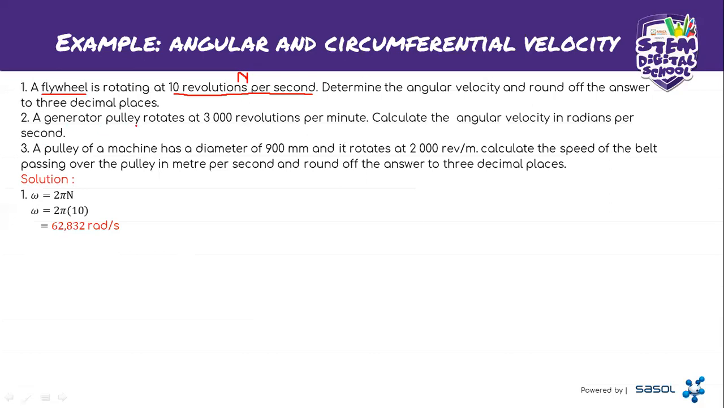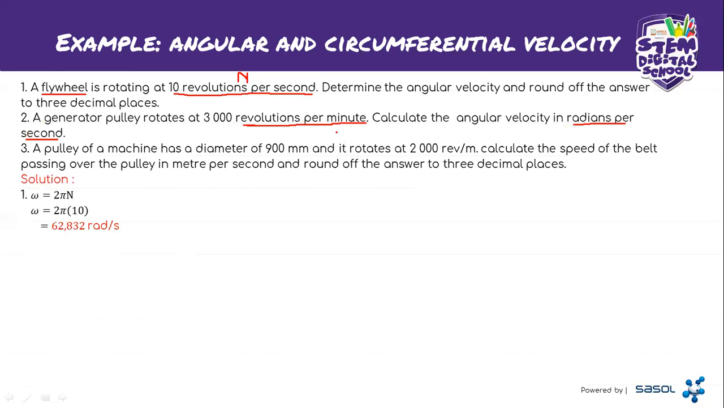Second question: a generator pulley rotates at 3,000 revolutions per minute. Per minute. Remember, earlier on we were talking about N, and this N should be in terms of revolutions per second. But in this case, it is given in terms of per minute, right? But as we are working with seconds, right? Then the question says calculate the angular velocity in radians per second, right? It's very clear that our question needs us to calculate angular velocity, but in terms of radians per second. But the problem now we are having is per minute.